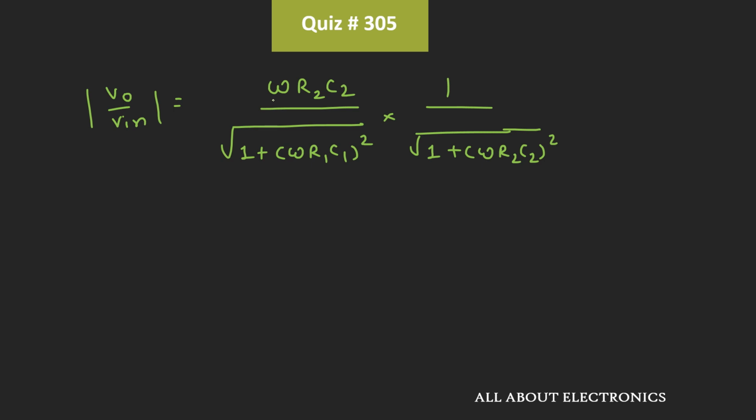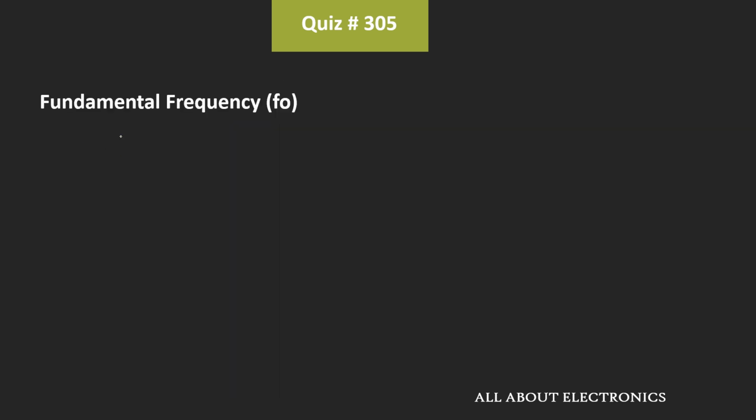So first of all, let us find the gain at the fundamental frequency. So for the fundamental frequency, this omega naught is equal to 2 pi times f naught, that is equal to 2 pi times 50 Hz, that is equal to 314.16 radian per second.